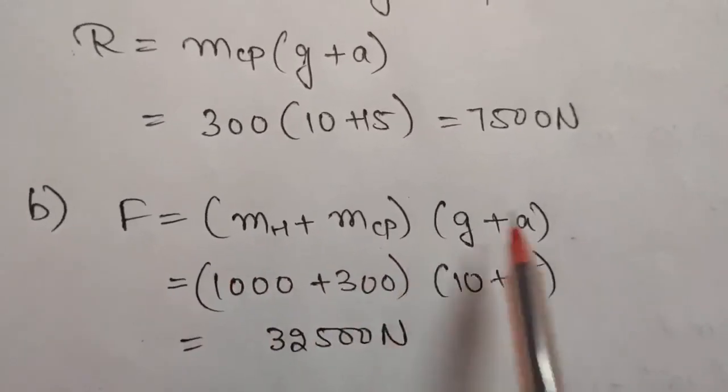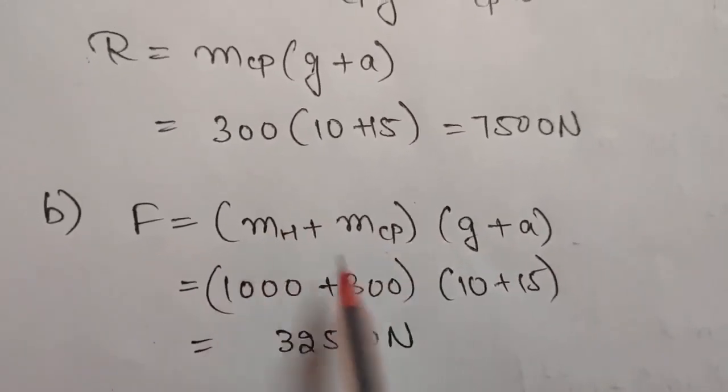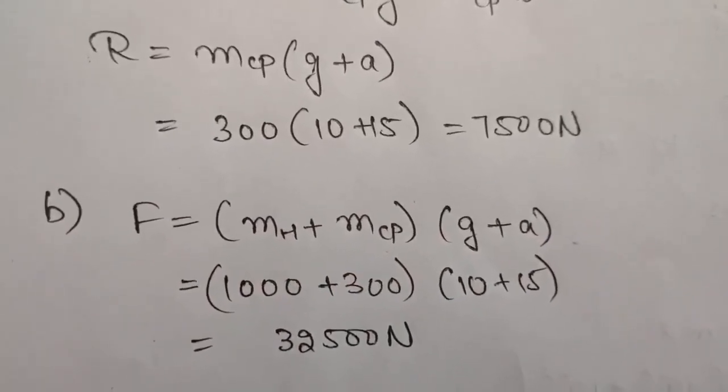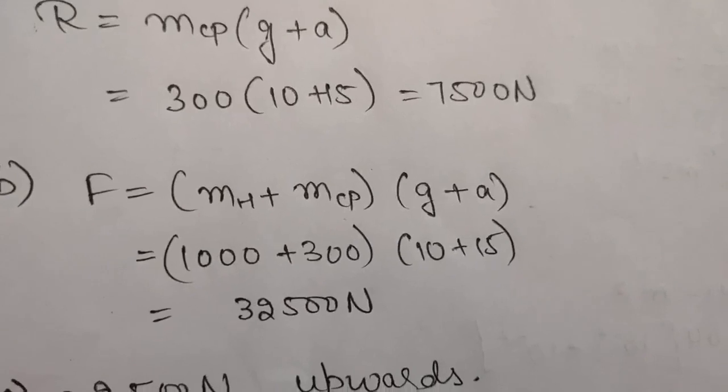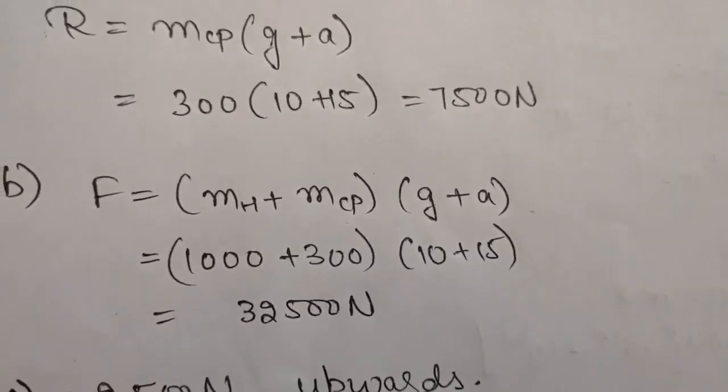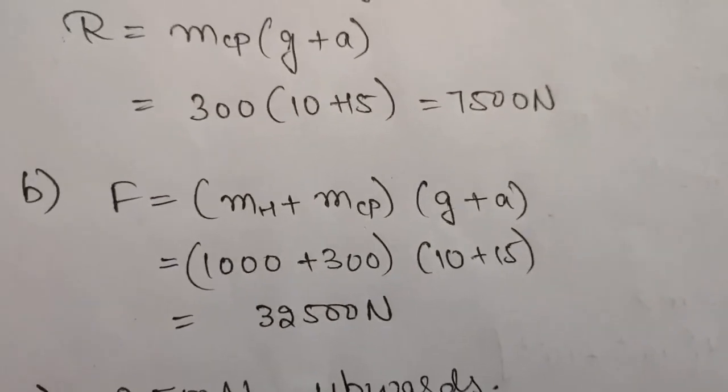So the same formula will be there, but now the mass will be of both of them. So again you can calculate it. The answer will come to be 32,500 Newton. And the direction of this action will be obviously downward, because when some reaction is applied, due to that reaction the helicopter will move upward.